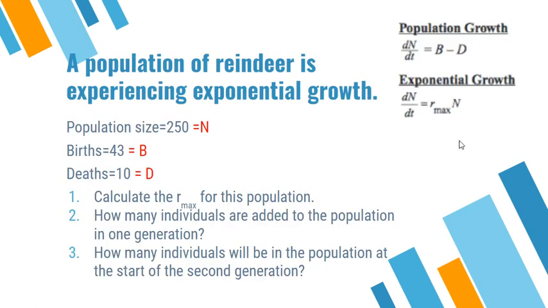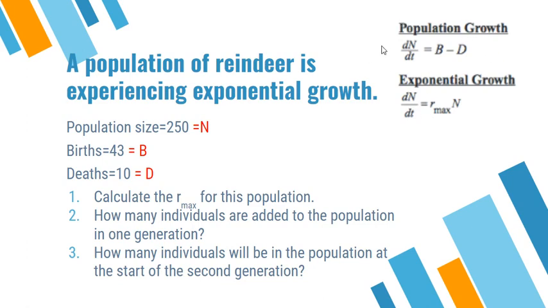So now I see, okay, to solve for R max, I'm going to need to know N, cool, which I do, and then I'm going to need to know this dN over dt. Well, I'm not given that, but I am indirectly, because dN over dt, how much the population grew by, is equal to births minus deaths. I do know births, I do know deaths. So therefore, I'm going to first find this value and then plug it in right here, and then I'll solve for R max. Okay, that's what I'm going to do.